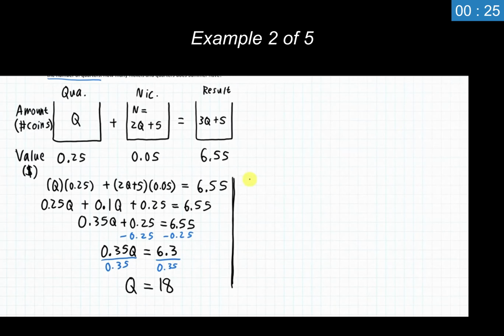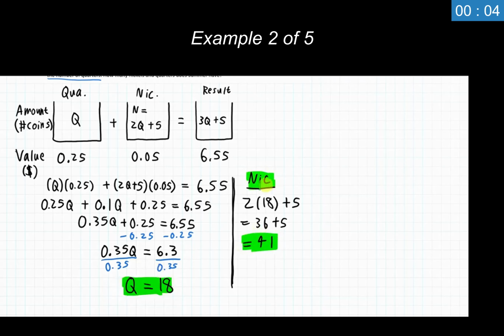So the number of nickels is going to be listed right here. So I can just do 2 times 18 plus 5. That's going to give me 36 plus 5, and that's going to give me 41. So I have 18 quarters, and I have 41 nickels.